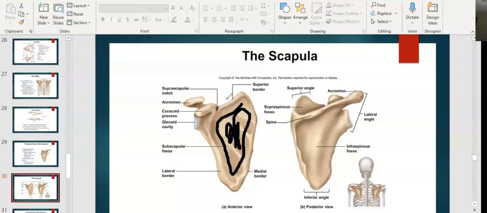Right there. The top is the superior border. The bottom is going to be the inferior angle. The side, you're going to have the lateral border right there. Okay, so then those are the markings that you have right there in the scapula.